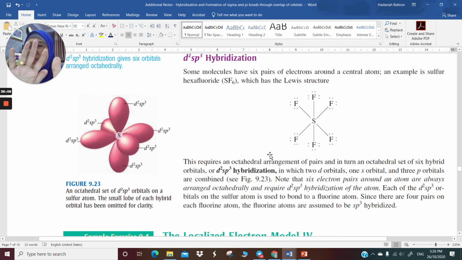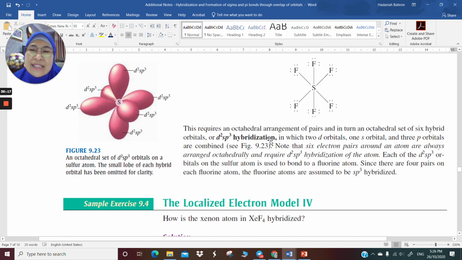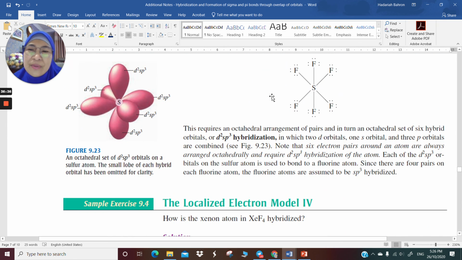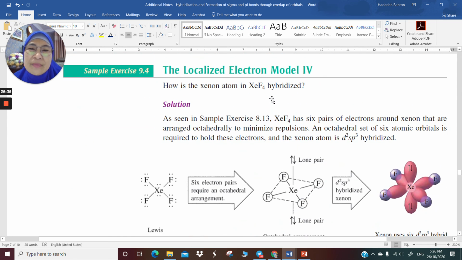D2sp3. 6. I don't have enough fingers in one hand. D2sp3. Yep, so 6 bonds. So you have D2sp3 hybridization, and the picture looks like this. It is an octahedral arrangement. It has to be octahedral arrangement for 6 bonds. So you have 4 on the equatorial position and then 2 in the axial position. Right? So that is really quite simple.